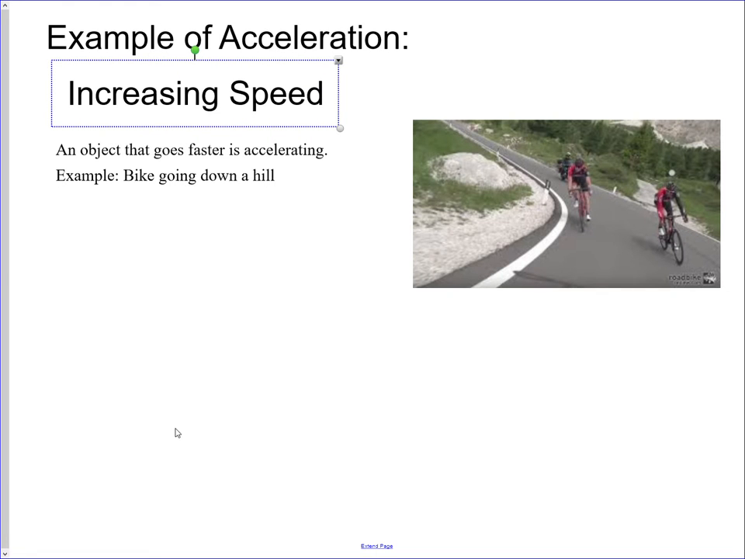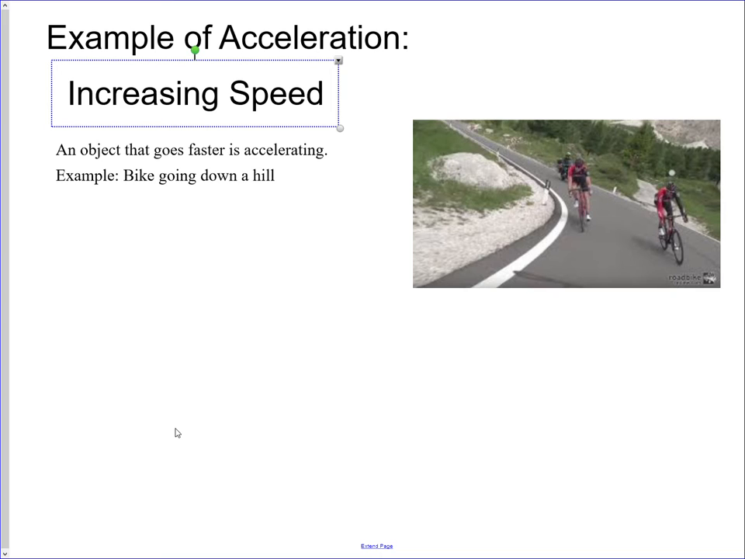So let's take a look here. Our first example of acceleration would be increasing speed. An object that goes faster is accelerating. That's something that we know, and I think a lot of us know. If we look at our picture here, we see a couple cyclists. They're on a road. They're going down a hill.